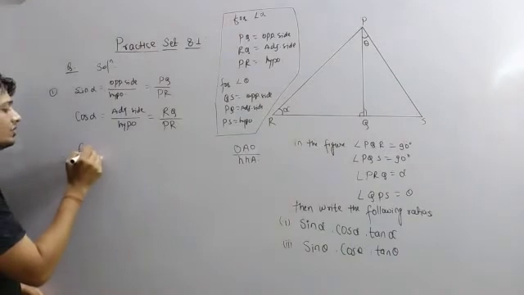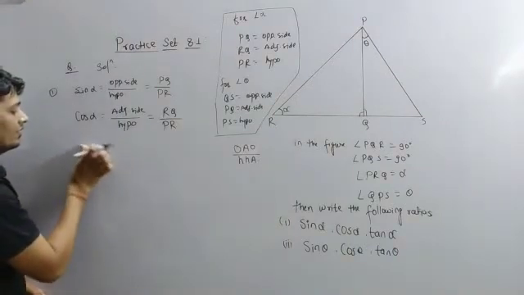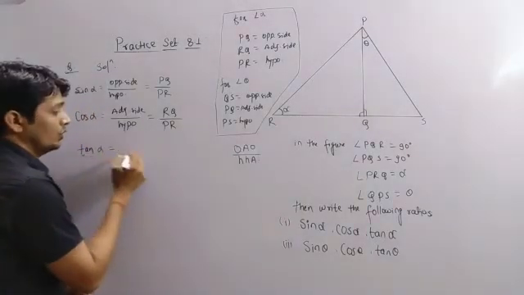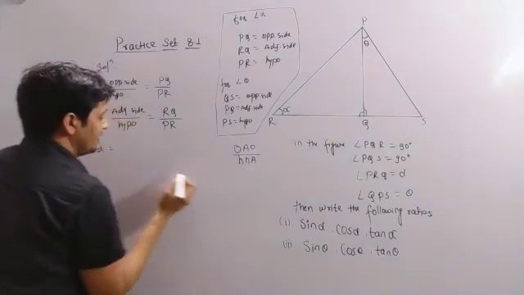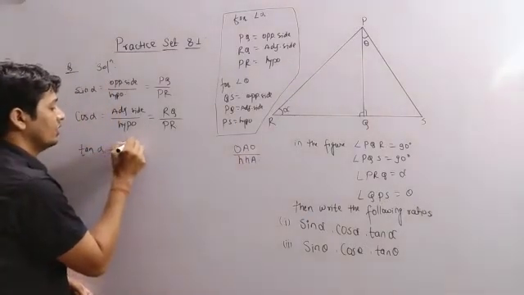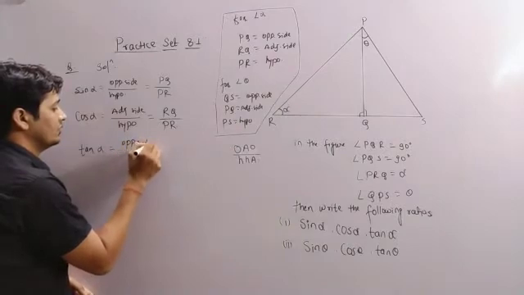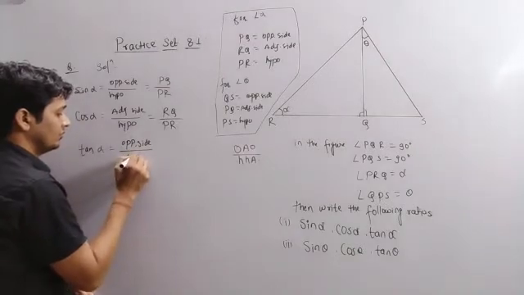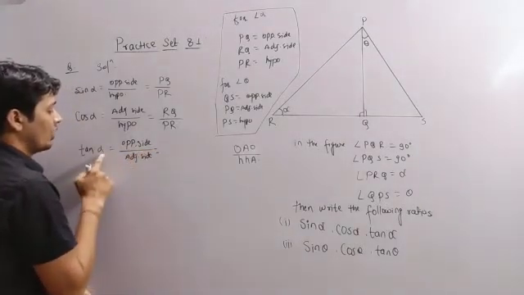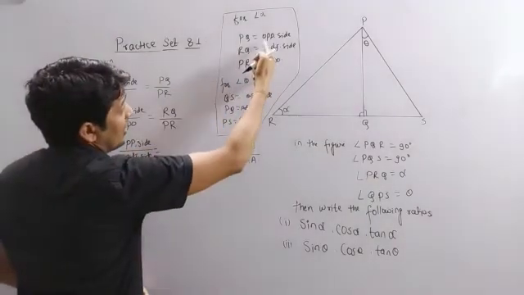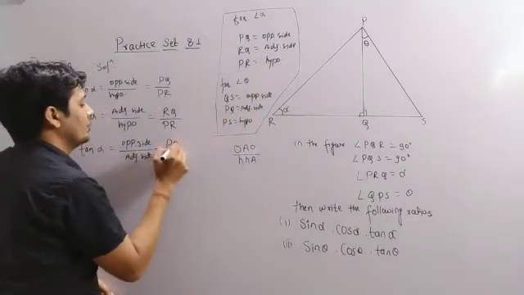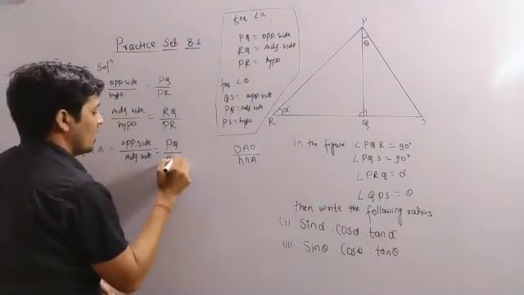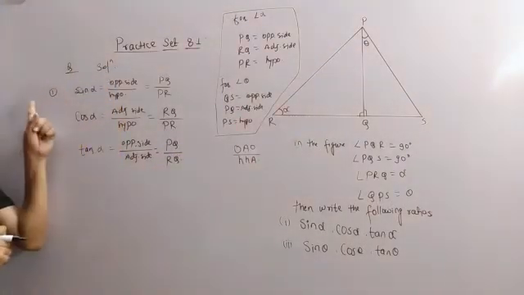Now for tan alpha. What does tan equal? Tan equals opposite side divided by adjacent side. So we have to write opposite side divided by adjacent side. For alpha, the opposite side is PQ, so we write PQ divided by the adjacent side RQ. So we write RQ. So this is the solution for your first part.